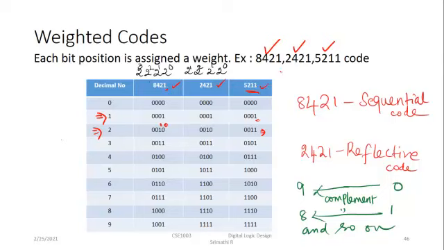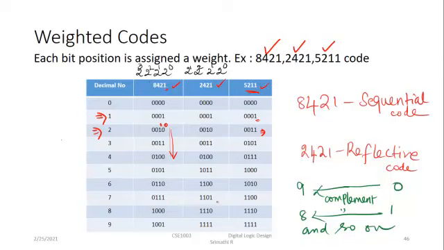This is said to be weighted codes. Each decimal or each position is given a weight. 8421 and 2421: 8421 is a sequential code. Sequential code means it will come in sequence, as in your normal decimal sequence. This is a sequential code.